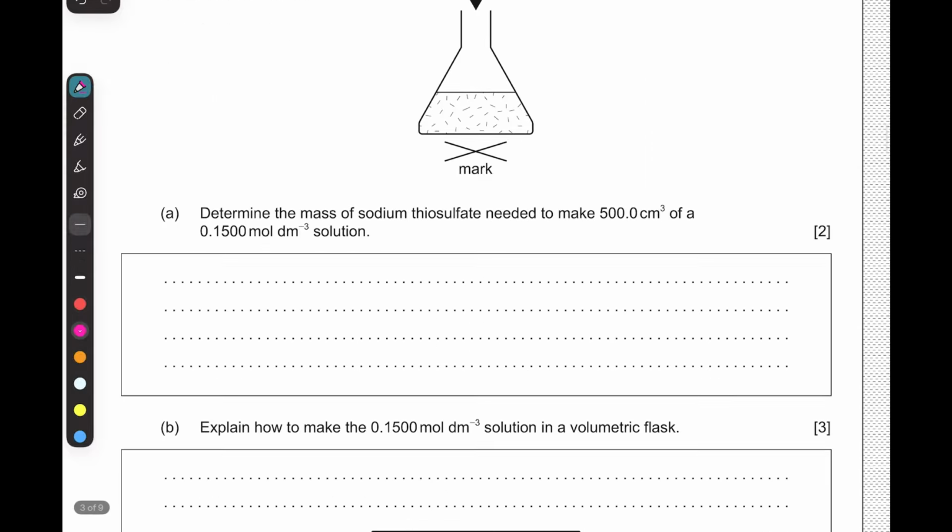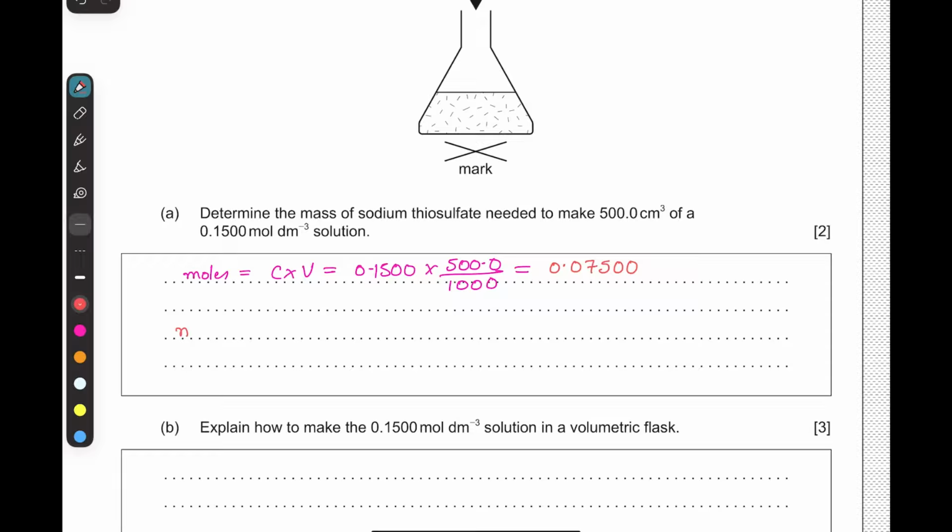Now, first, we have to determine the mass of sodium thiosulfate needed to make 500 cm³ of a 0.15 mol per dm³ solution. So, moles will be concentration times volume, correct? Concentration is 0.1500, volume is 500.0, just dividing the volume by 1000 to convert it to dm³. We'll get the answer as 0.07500. Okay, I'm maintaining four significant figures here.